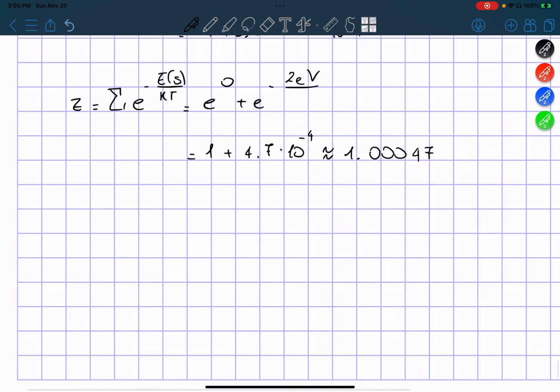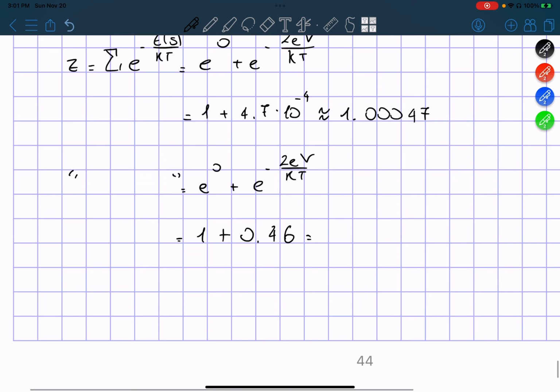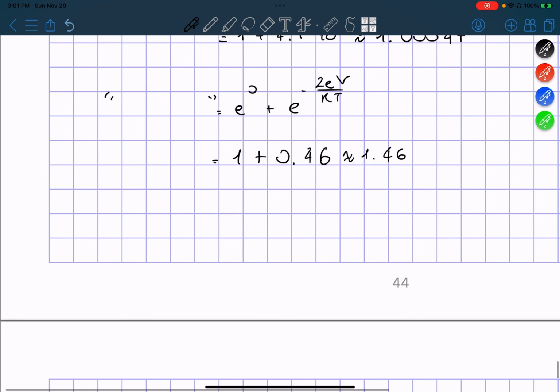For the third one, we have the same thing. I'm not going to rewrite the first steps because it's going to be the same thing. So e to the power of 0 plus e to the power of negative 2 electron volts divided by kT again. So we have again 1 plus e to the power of negative 2 divided by 8.7 times 10 to the power of negative 5 times 30,000, which is equal to 0.46, which is equal to then, I'm rounding, of course, 1.46.